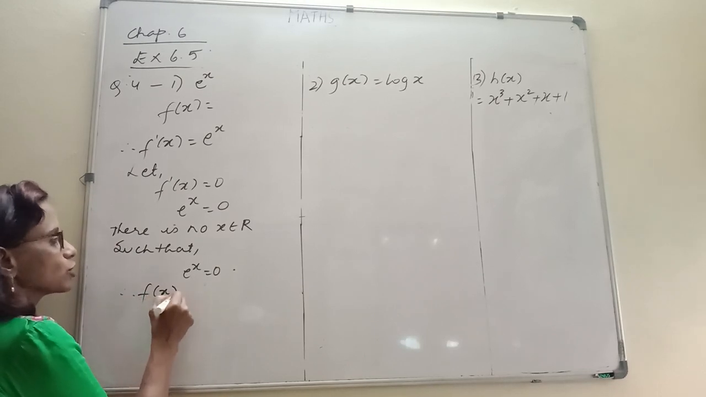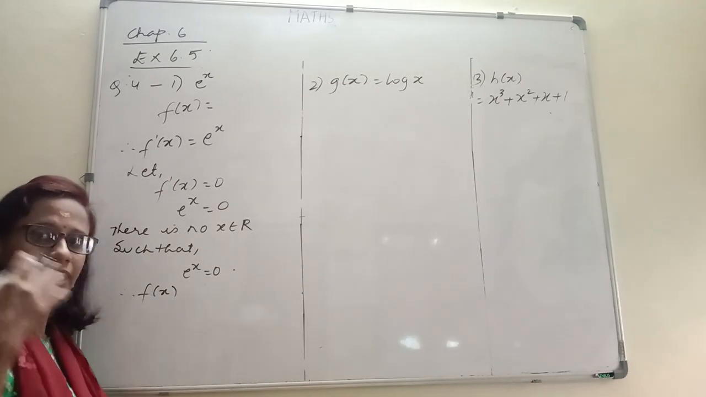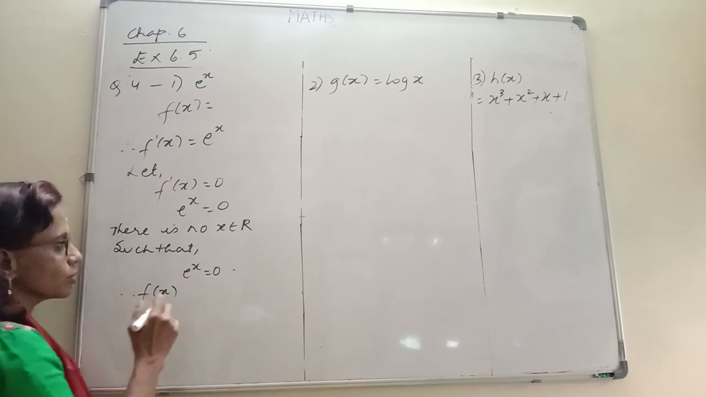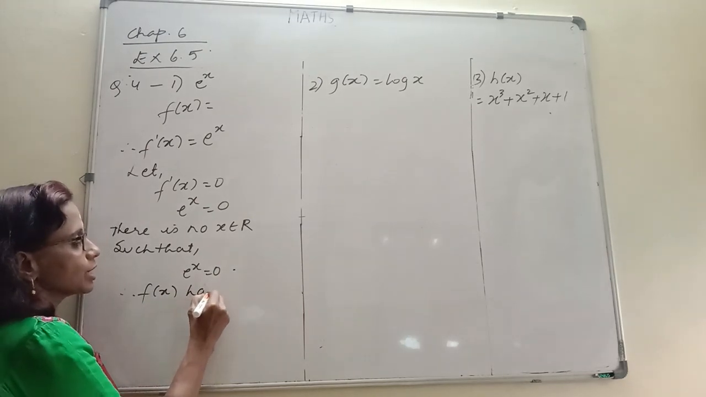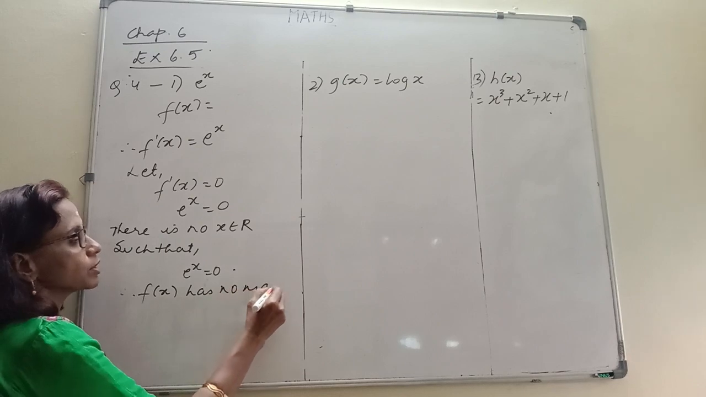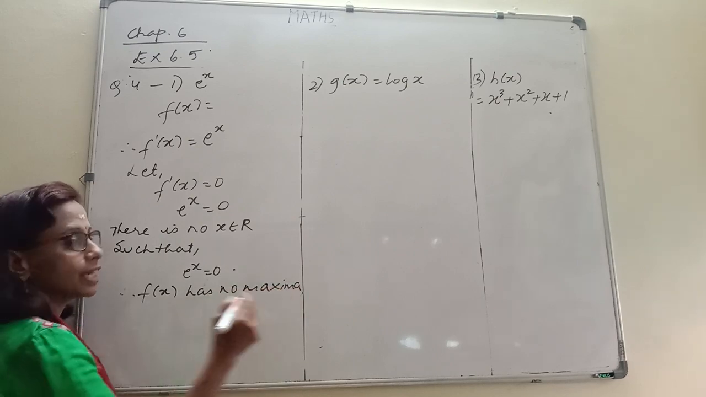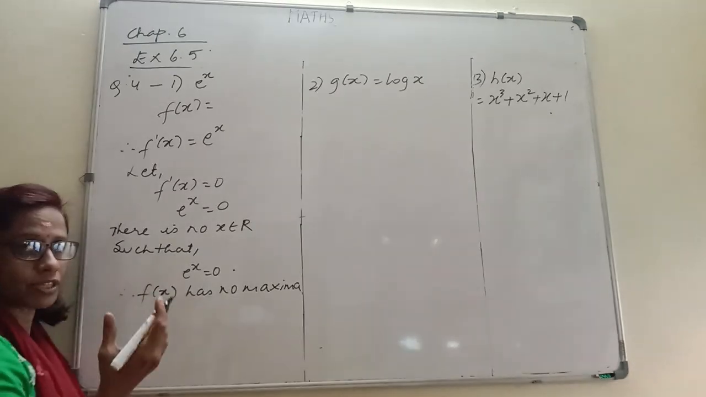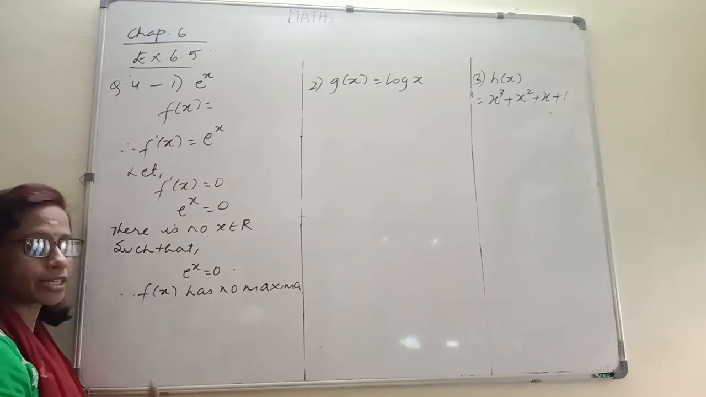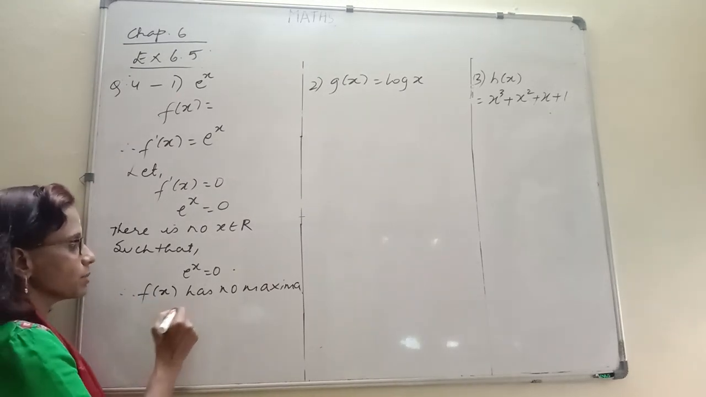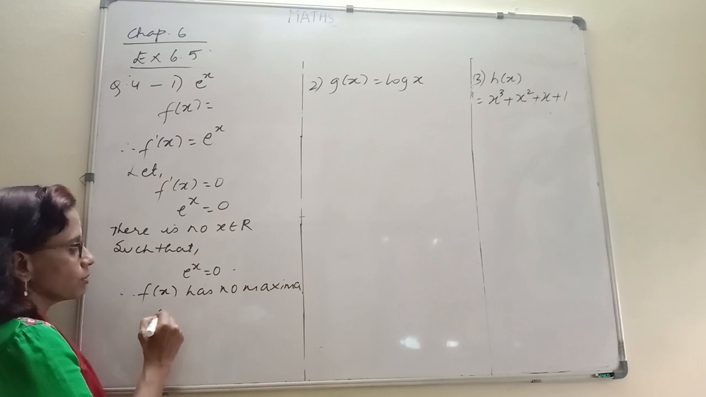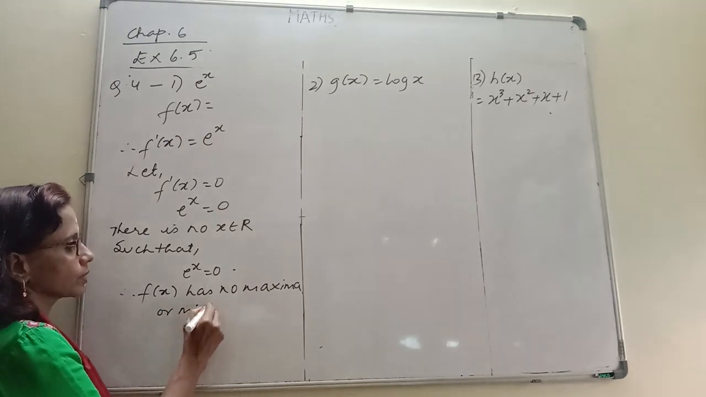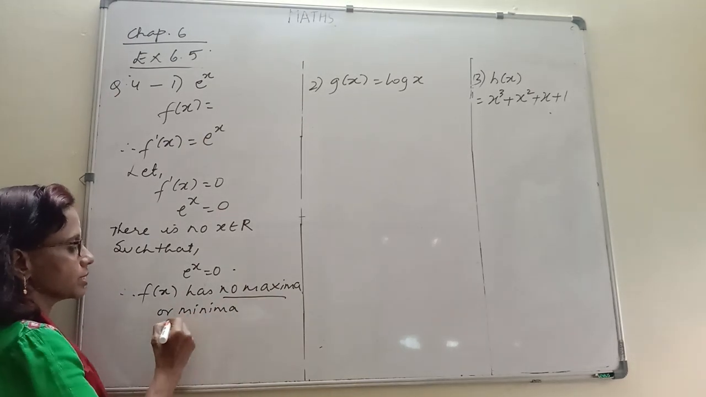So f of x, there's no x. If you don't have an x, you cannot proceed at all, isn't it? So f of x has no maxima or minima, because to start with you are not able to get the x itself. If you get the x, then you have to check whether it is maxima or minima, but you are not able to get x, so you cannot proceed. It has no maxima or minima. Okay, so that's the result.